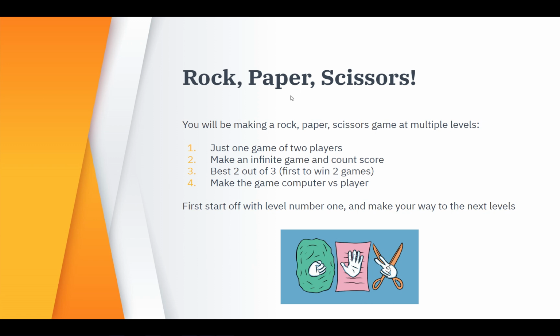So now we're going to incorporate this into our project. This project is going to be separate from our number counting game. It's just a way to show off random. There's going to be 4 levels to this. You're just going to get through as many as you can or feel comfortable with. The first one is just going to be one game between 2 players. So 2 people say rock or paper or scissors. Number 2 is going to have an infinite game where you count the score of each player and see who can eventually win. And 3 is going to be the best 2 out of 3, so the first person to win 2 games, basically. And 4, you're going to have it be a player versus a computer instead of a player versus a player.